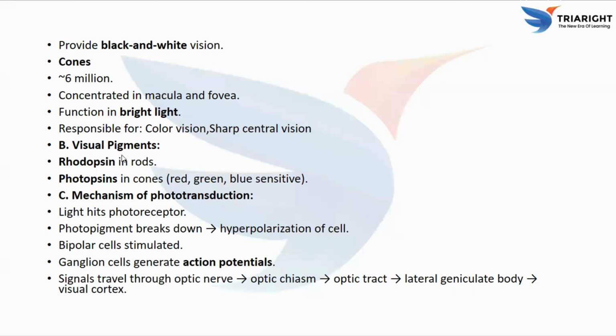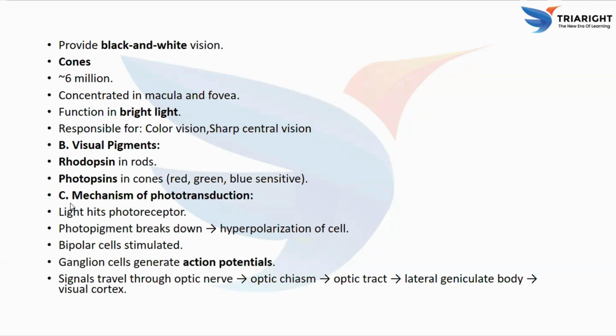So next is the mechanism of phototransduction. What is the mechanism of phototransduction? It travels from light to nerve signal. This is a step where light becomes an electrical signal the brain can understand. So let's break it down clearly. What is the first step in the mechanism? The light hits the photoreceptor. Rods and cones receive the photons in this step. The second step, the photopigment breaks down.